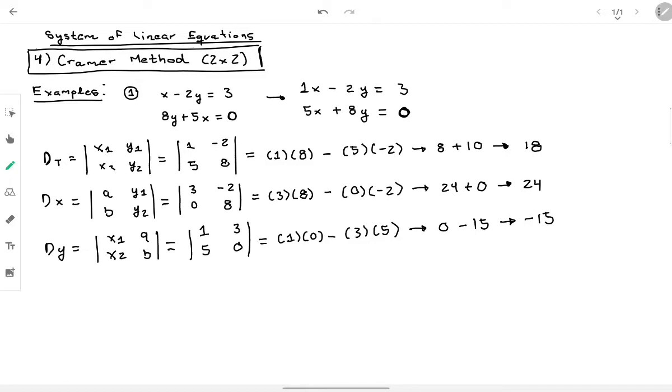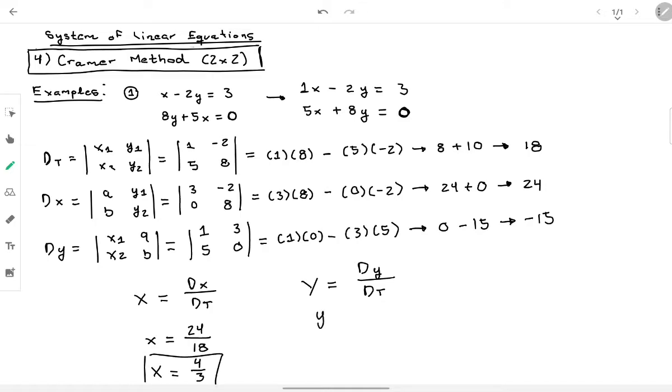So in this case, for obtaining the value of x, it's going to be the determinant of x divided by the determinant of the whole system. And for obtaining the y, it's going to be the determinant of y divided by the determinant of the whole system. So x equals determinant of x, which is 24. The determinant of the whole system is going to be 18. I can simplify this one. I can divide by 6, and it's going to be 4/3.